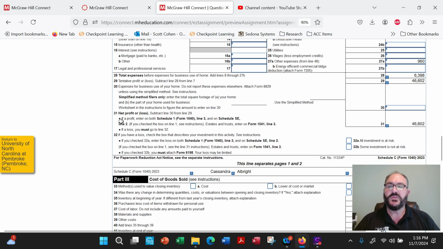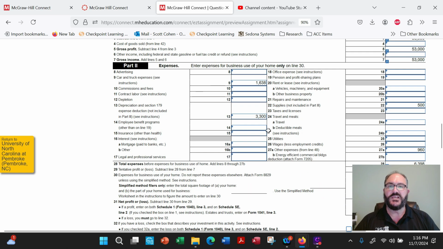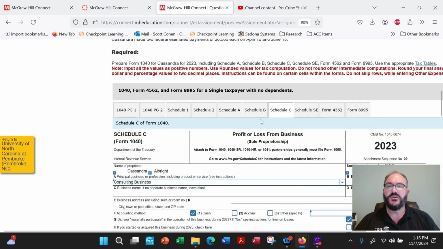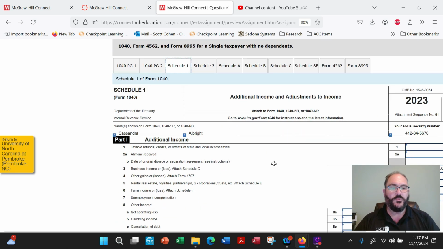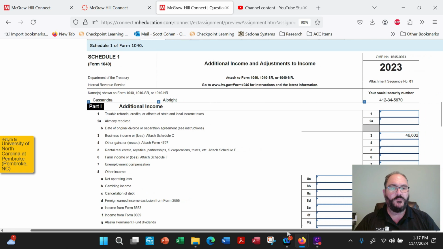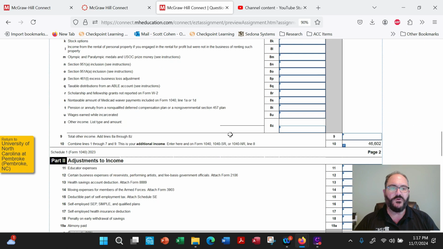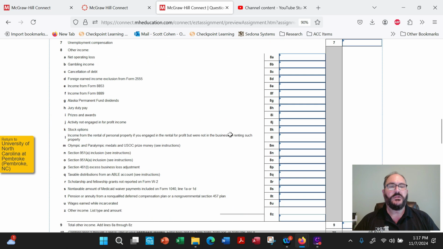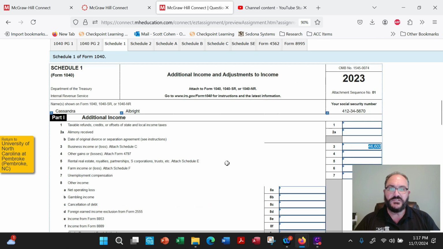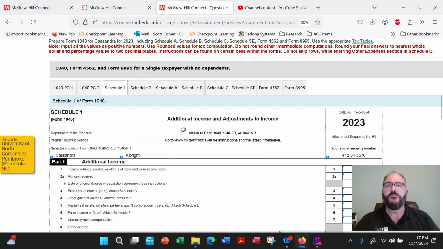And it says, if a profit, enter on both Schedule 1, Form 1040, and line 3 on Schedule SE. So, see this number right here? That thing will go over to Schedule 1. So let's go over here to Schedule 1. There we are, and notice we filled out that form, and what did it do? It populated right here. Let's see what else we have on here. Okay, now, this is on the Schedule 1, all right?